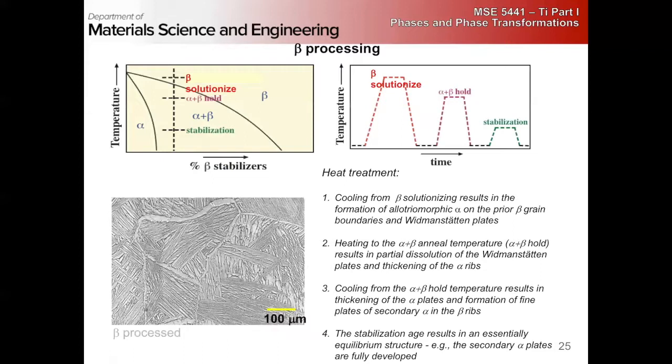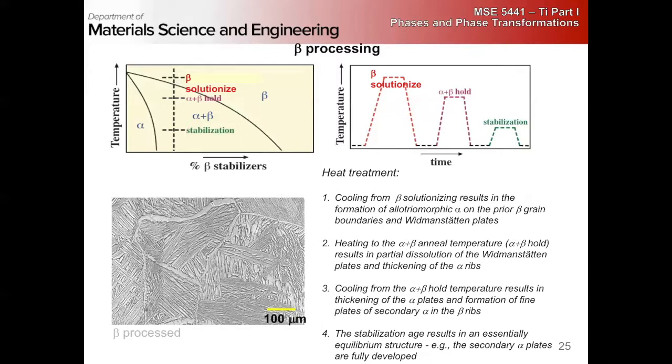And so if we look at a typical regime, we'll call this beta processed titanium, where we cool from a beta solutionized state. We solutionize, we cool down, then we come back up into the two-phase region, we cool back down, and then we give it a stabilization treatment.